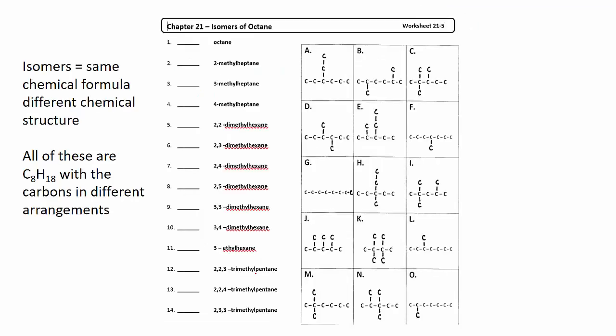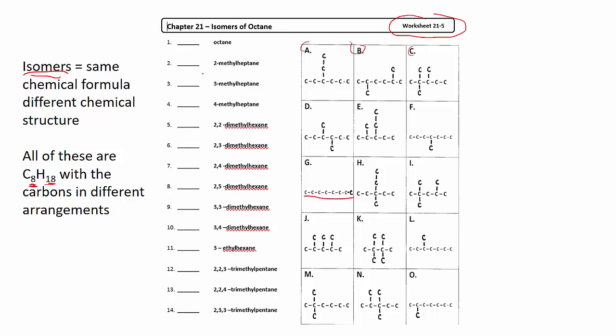In our last section, section 10.5, the worksheet has isomers. Isomers: same chemical formula with different chemical structures. All of these are octanes, or 8 carbons with 18 hydrogens. So every one of these, A, B, C, D, all the way through O, all have C8H18 formulas, but they have a different arrangement. So when we look through, if we were to find octane on here somewhere, there's one that has all 8 carbons in a row.